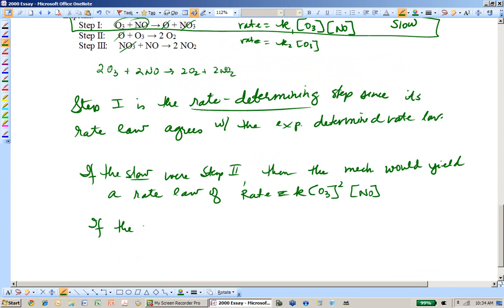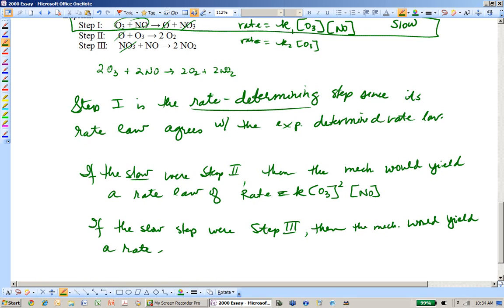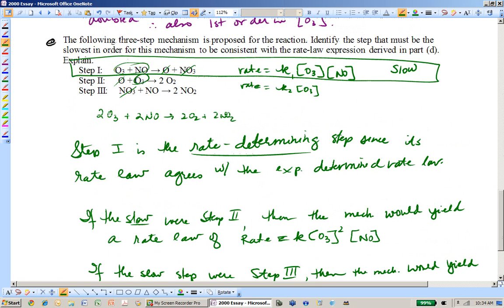If the slow step were step 3, then the mechanism would yield a rate law of rate equals K. They all start that way. Now look, that was left standing, so that's why we put that one over here. Now what is this one going to be? Rate equals K, concentration of NO, period.